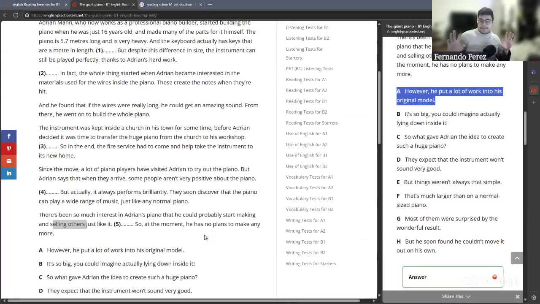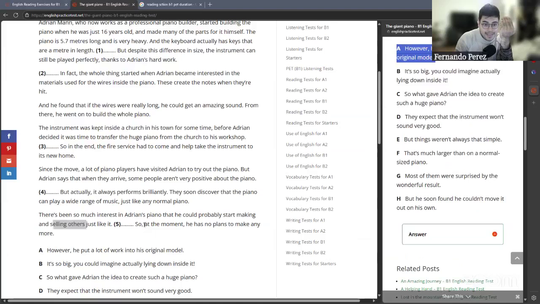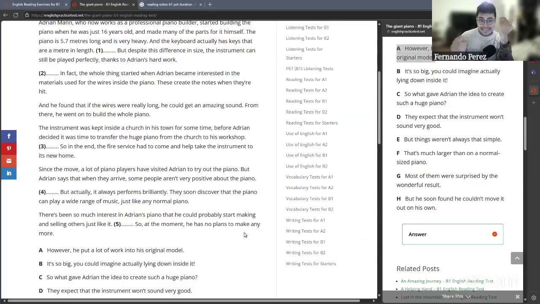Look at this. The first sentence is saying that the piano is so good that he can start selling them. The second idea is a contrast. The second idea says, at the moment, he has no plans to make more. So the second idea contrasts the first one. We need an idea that connects this sequence of ideas. The best way to connect this is with however.